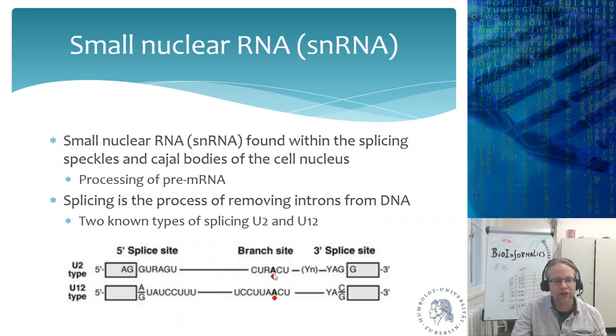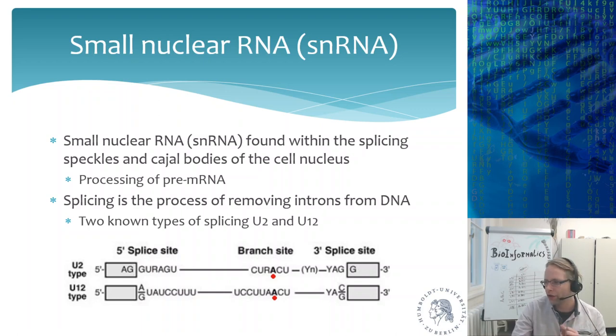The branch site is the thing that is different between U2 and U12 splicing. The sequence where the new exon begins is more or less always the same. It's YAG. Here it's GURAGU. And in the other one, it's also very similar, like GUA. But the branch site in the middle determines whether there will be U2 or U12 splicing. So it's a very highly regulated process where the intron is cut out and the exons are fused together again to produce a single mature messenger RNA.